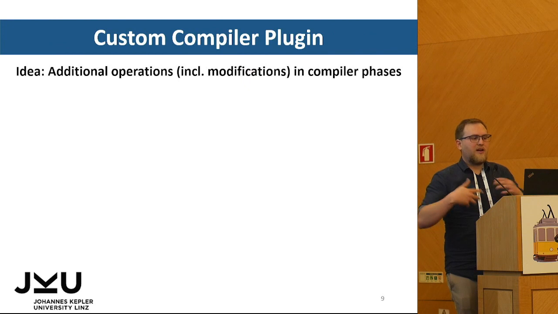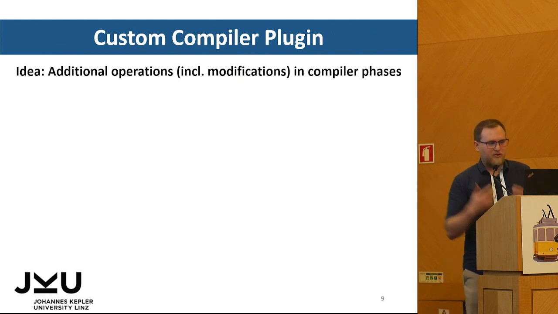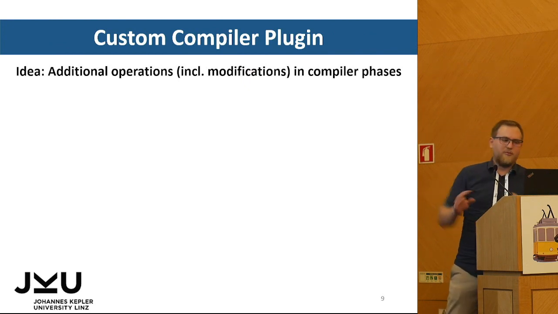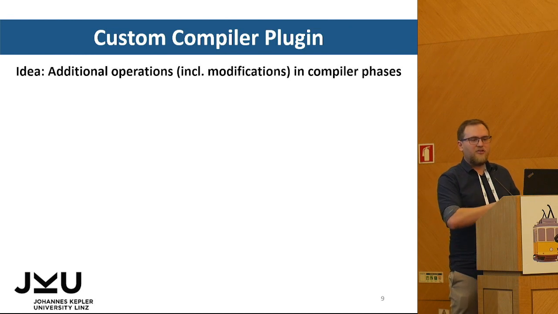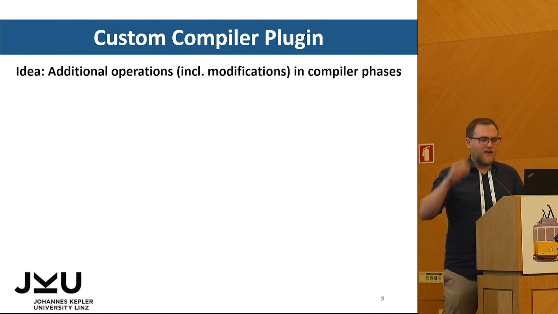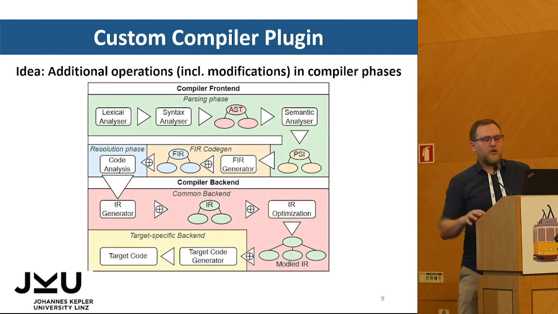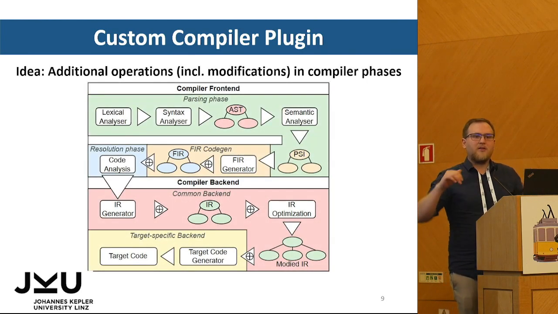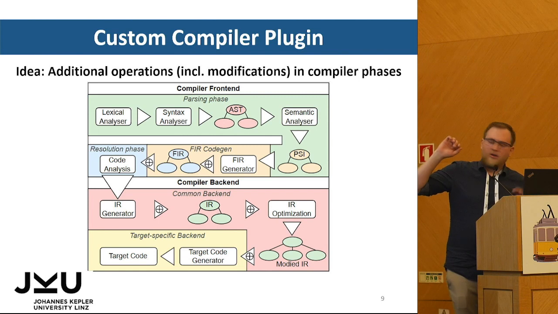So that's where custom compiler plugins come into play. They are great. They are super because they can provide additional operations, including modifications, in various compiler phases. So Kotlin's compiler is split up into multiple phases. You do not have to look at the whole picture.